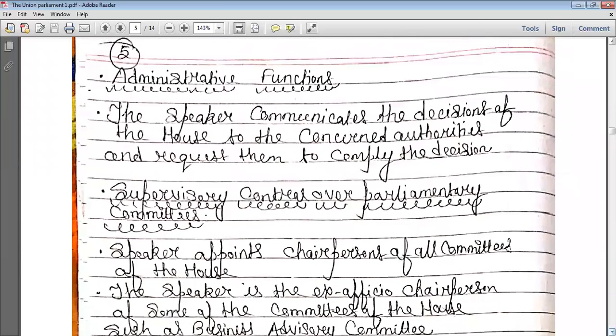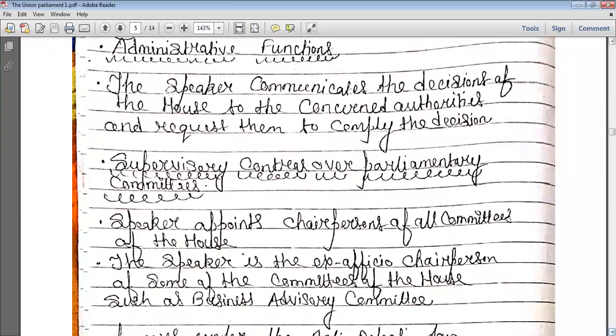Next, we would like to discuss the administrative function. That means how the speaker communicates, how the speaker collaborates among the members of parliament, and how the decisions are given by the speaker. The speaker communicates the decisions of the house to the concerned authorities and requests them to comply with the decision. That is, the speaker, using some kind of authority, tells the members of parliament that a person needs to perform those activities and has to take the decision according to the wishes of the speaker.